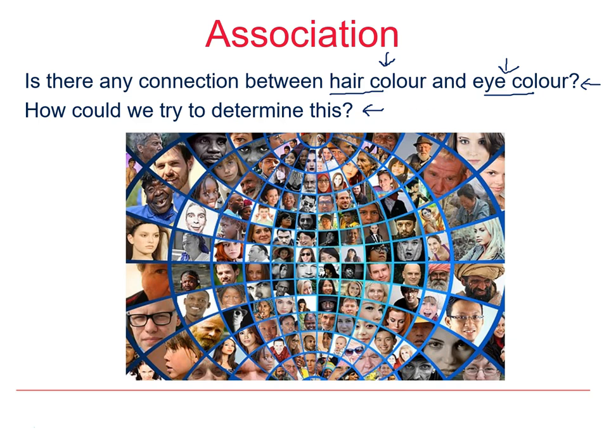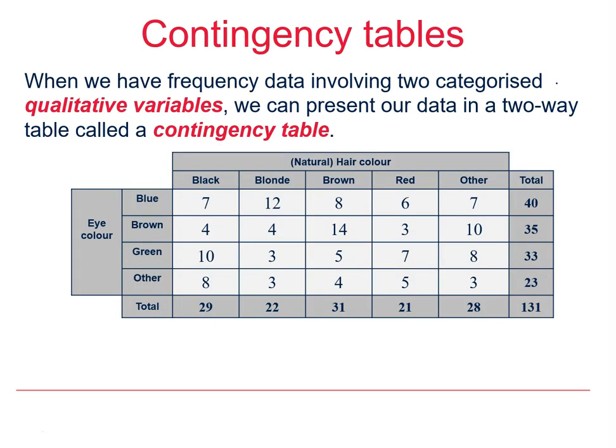And you may have come across the chi-squared test for association, possibly if you study A-level psychology. It's a very, very important test, and one used in the case of having data that is qualitative, not quantitative. So the first step is to put our categorized qualitative variables into a two-way table or a contingency table.